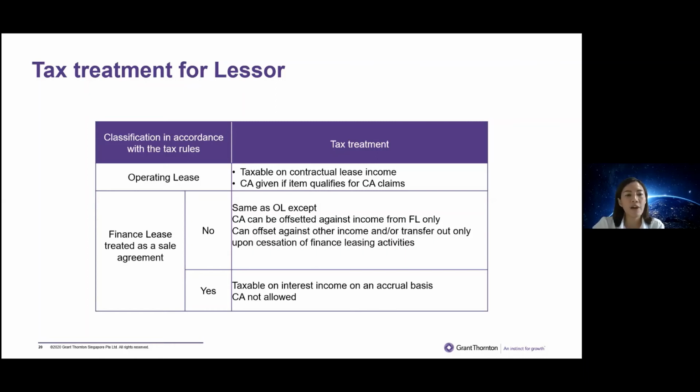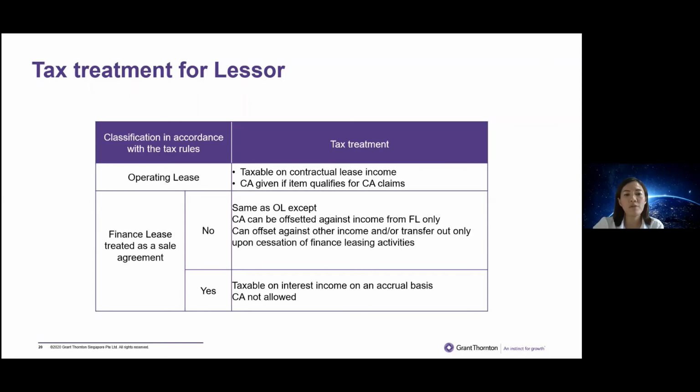Okay, and then for finance lease treated as a sale arrangement, if the answer is no, the finance lease is not treated as a sale arrangement, meaning none of the 5 conditions I mentioned on the earlier slide are met, then effectively it is still an operating lease, meaning the lessor in this instance still owns the asset. So the tax treatment will be exactly the same as what is in the earlier box, which is the lessor will be taxed on the contractual lease income, the rental income per the contract, and it can claim capital allowance if that asset in question is a plant or machinery.